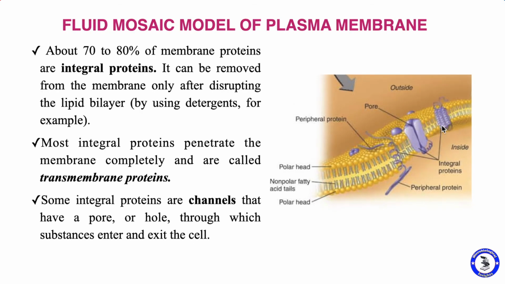And next we move on to the integral proteins. Already we discussed the peripheral proteins clearly, and now these are the integral proteins. They constitute 70 to 80% of total membrane proteins. This protein fits deeply inside the membrane, so it cannot be easily removed from the membrane by mild treatment. Only if the lipid bilayer undergoes any disruption or breakage are these integral proteins released from the plasma membrane. Otherwise it is not easy to remove them.